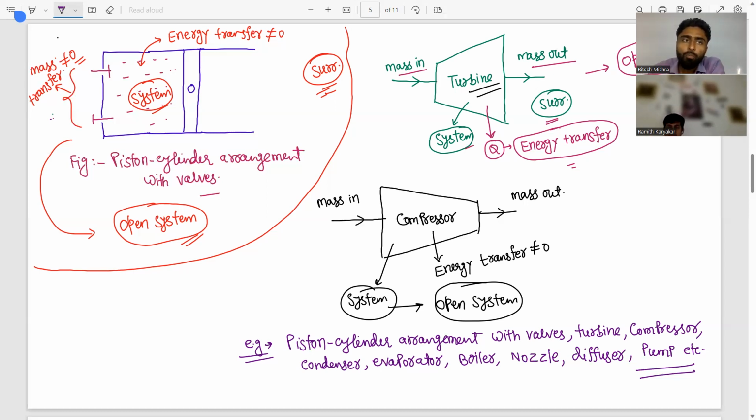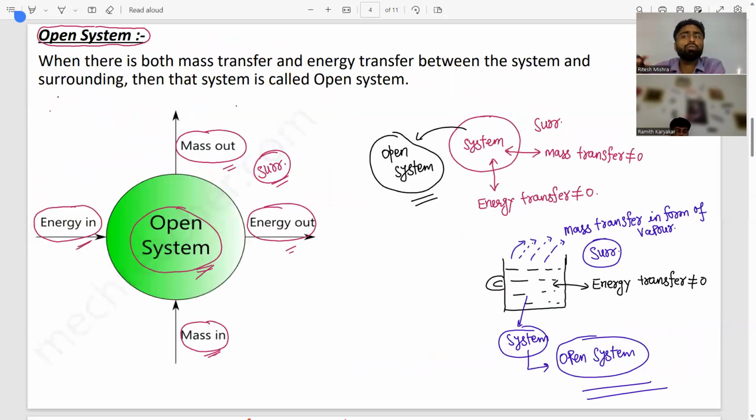Now, as you have seen, I have told you the closed system is also called a control mass system. So now the question is, what type of system is an open system? Is it a control mass system, a control volume system, or anything else? Let's see the concept here.